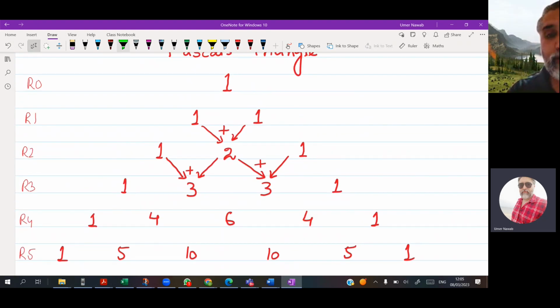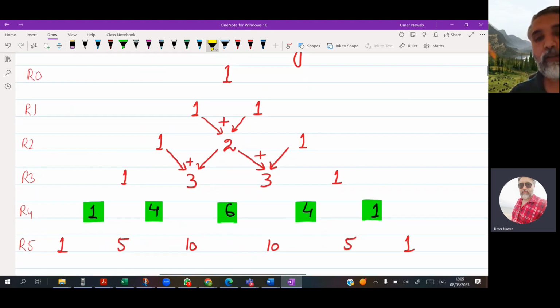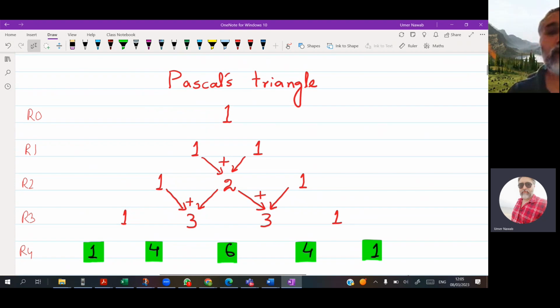Now you can compare your binomial coefficients for row number 4. 1, 4, 6, 4, 1. Did you get the same thing? 1, 4, 6, 4, 1. Do you think it's a coincidence? No. Pascal's triangle is a helpful tool to provide you the binomial coefficients.